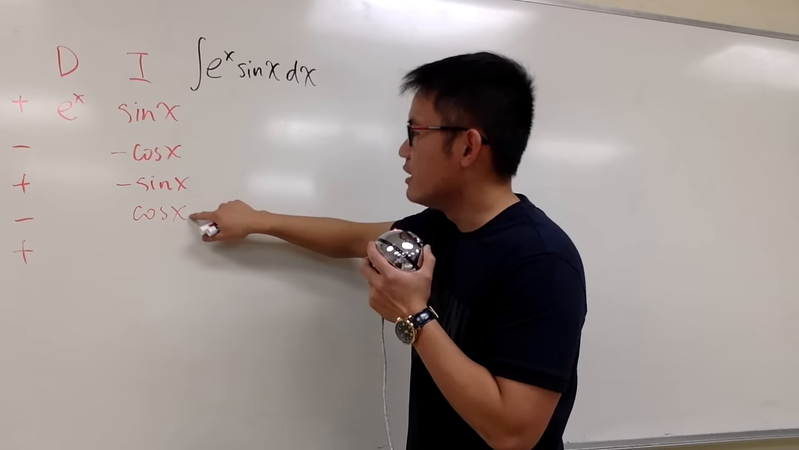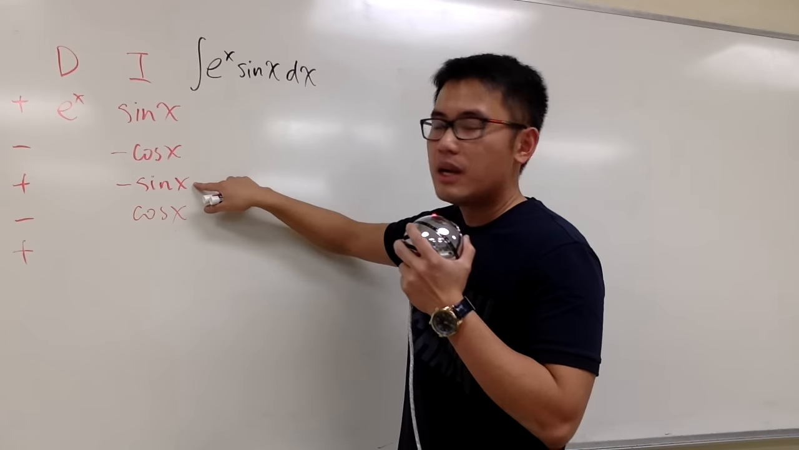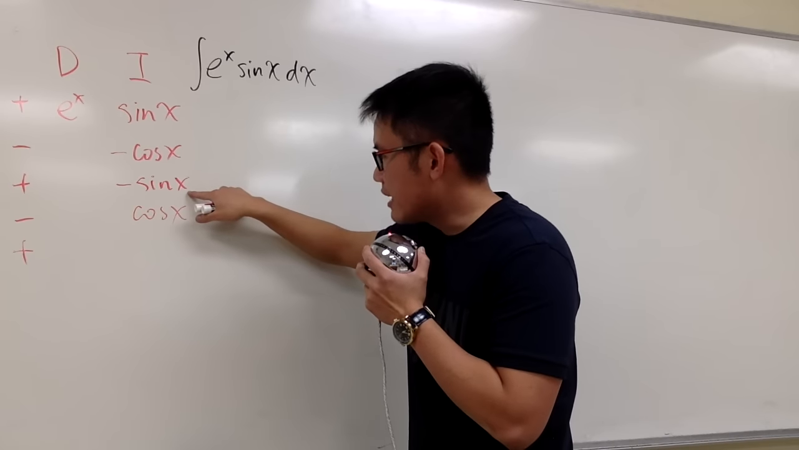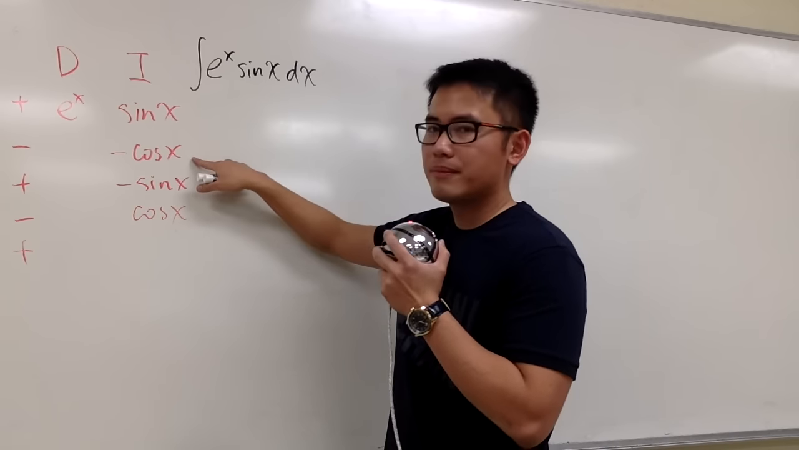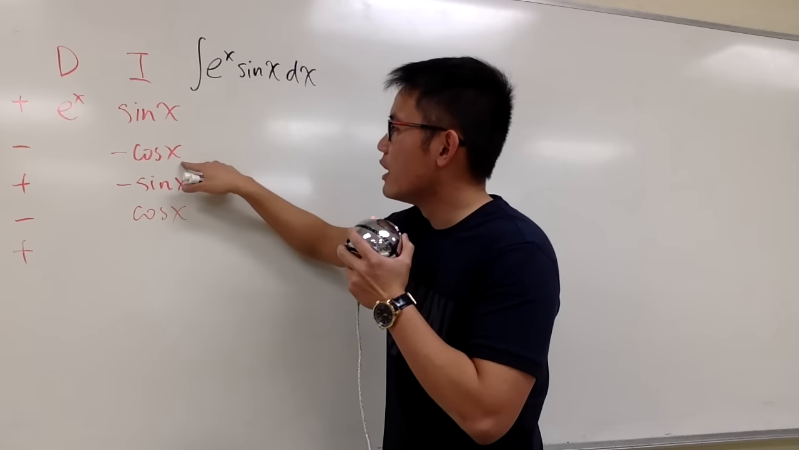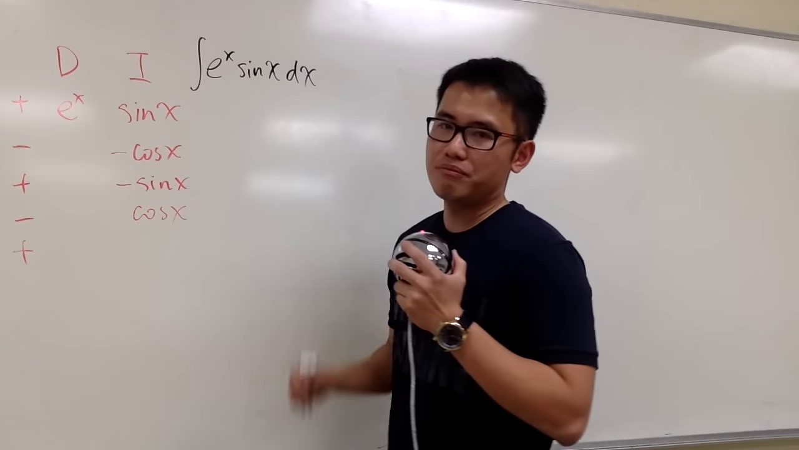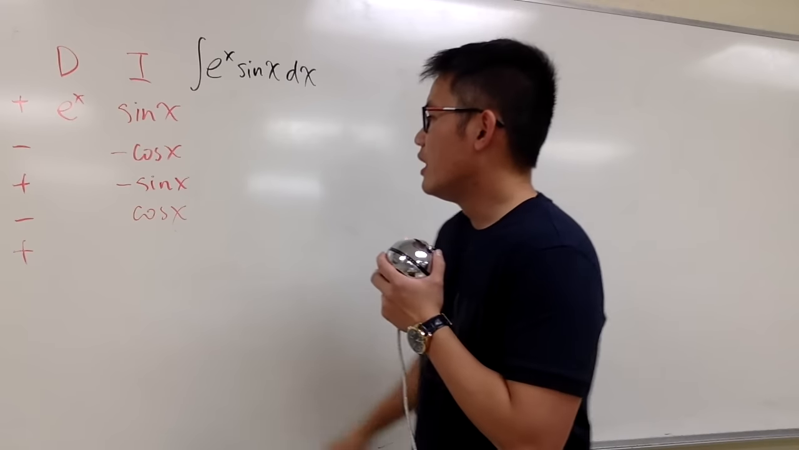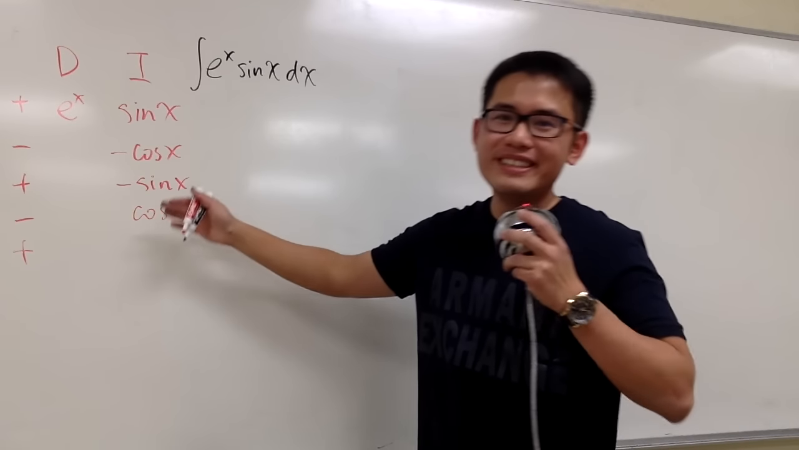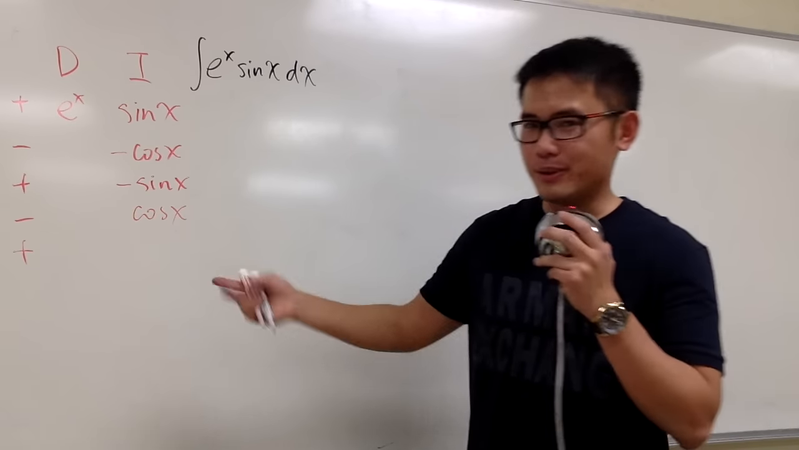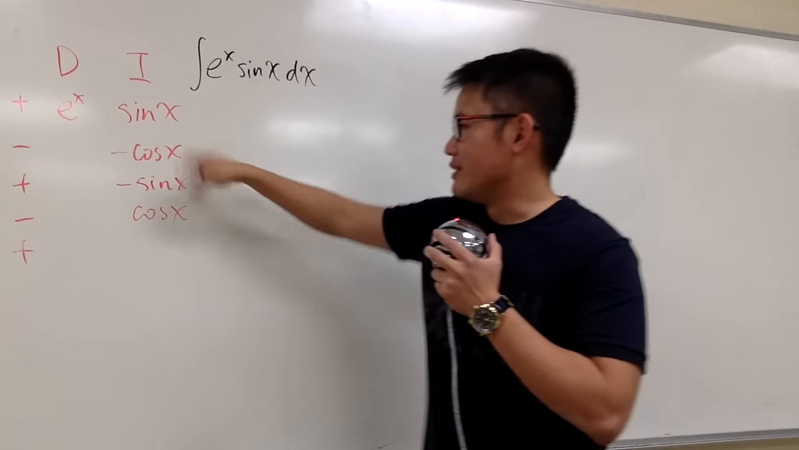Derivative of cosine is negative sine, right? Derivative of negative sine x is negative cosine. Derivative of negative cosine will end up positive sine. So we're good. And you see, seriously, this will never end. It's just a lot of alternating these things.